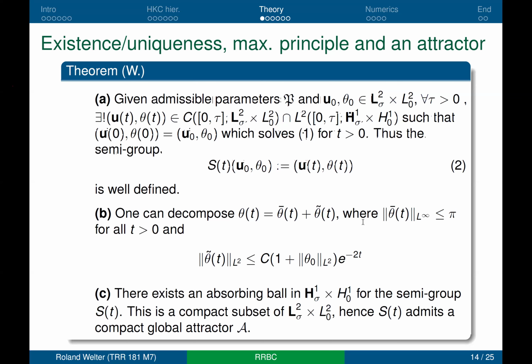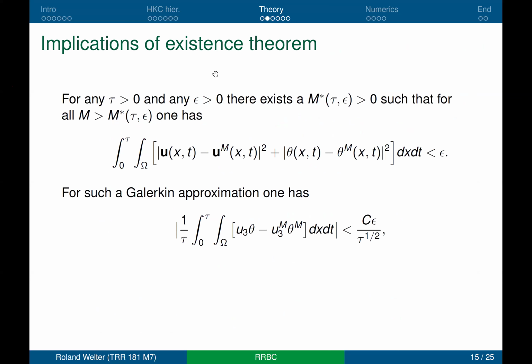And then lastly, there is an absorbing ball for these solutions. So any solution eventually enters this absorbing ball in H1. And so then this proves that there's a compact global attractor for the PDE, not just the Lorenz ODE.